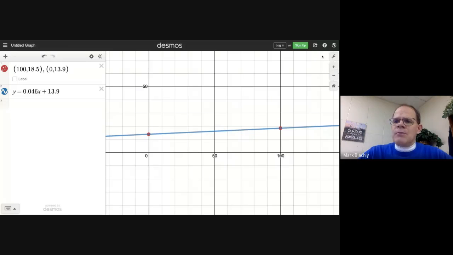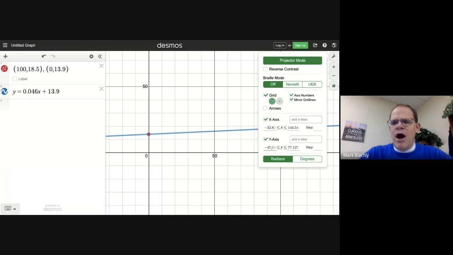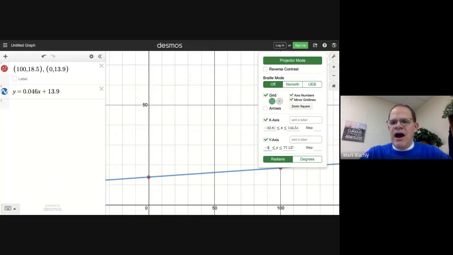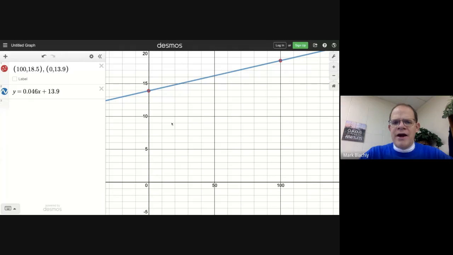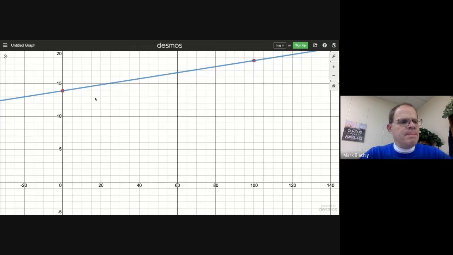So I'm gonna go up to the little wrench at the top right corner here, and I'm just gonna change my Y scale. I'm gonna make my Y scale go from like -5 to maybe 20. That just changes the Y scale so it looks a little bigger. And then, watch mine here.